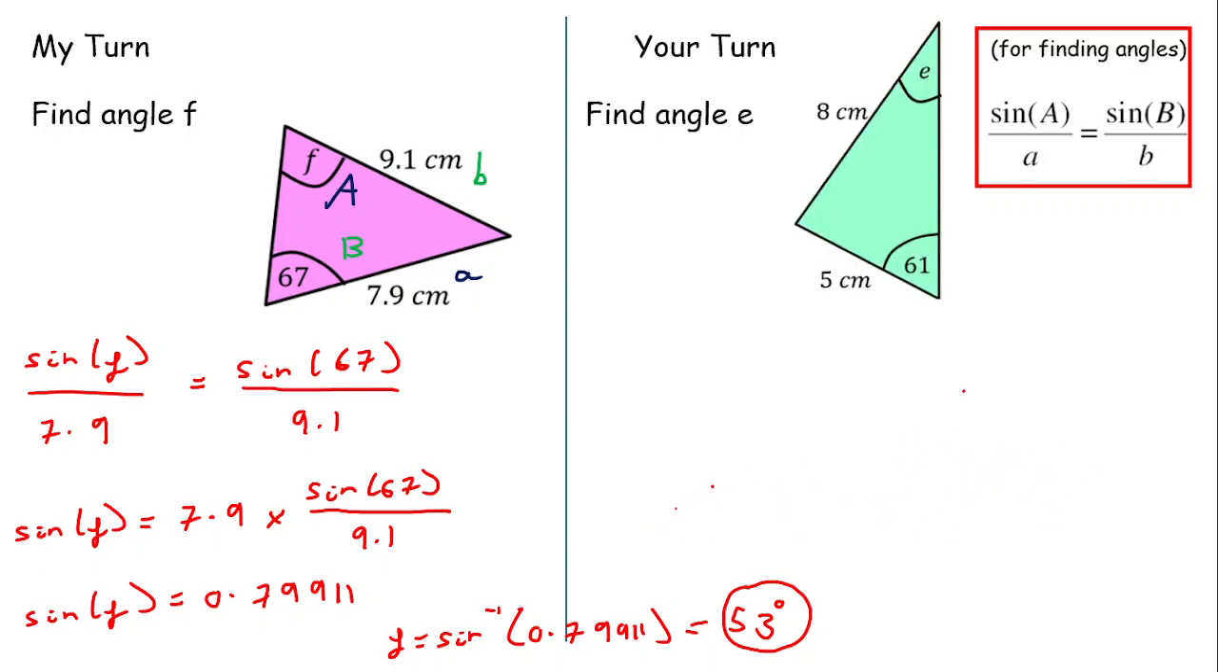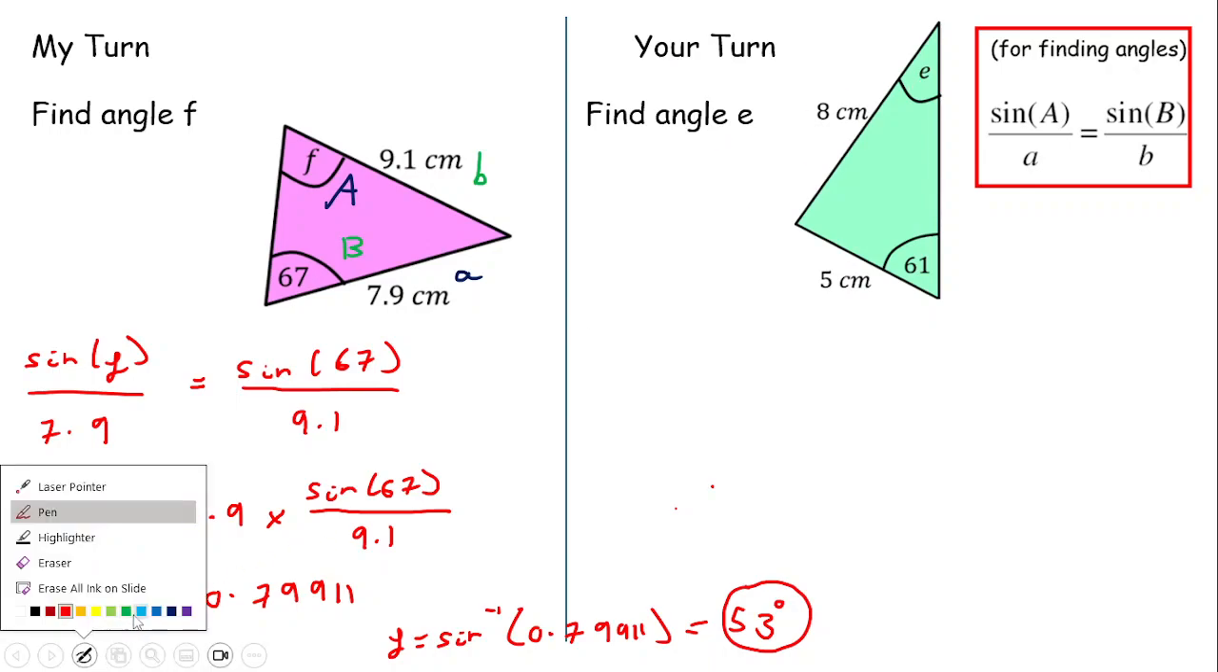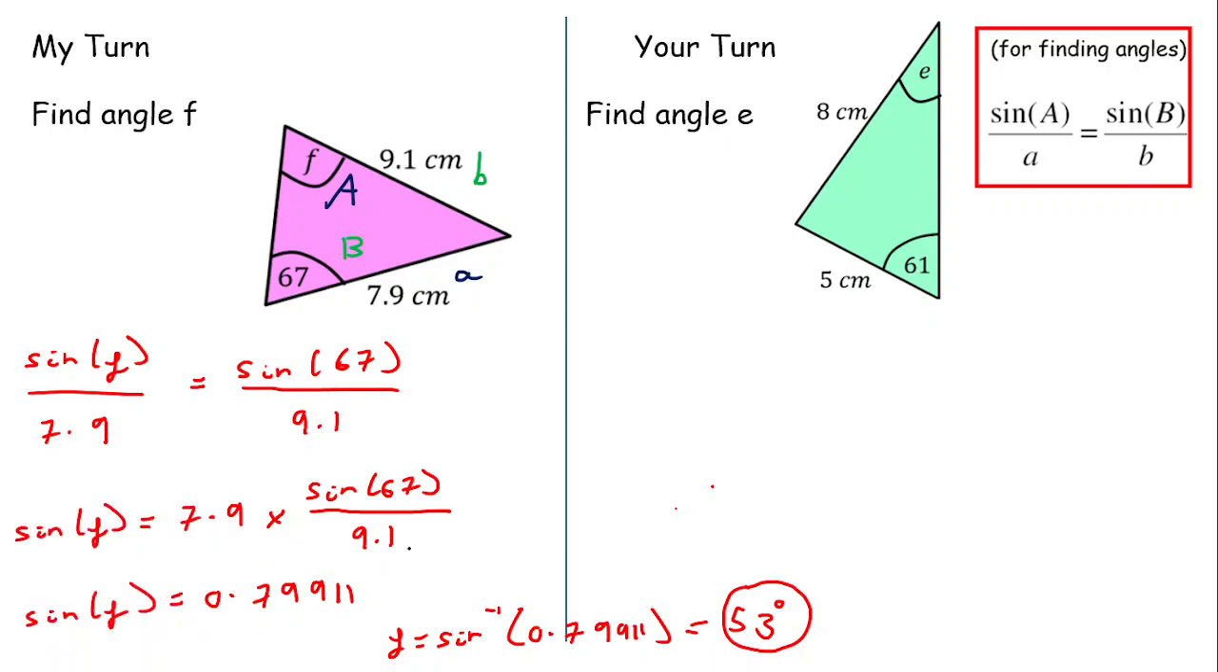Okay, you can try that, your turn. Pause the video, give that a go, and I will go through it now. Okay, again, we're trying to find angle E. First thing to do is to make sure we label up our triangle and do this carefully. It's very important, this step. So we're trying to find angle E.